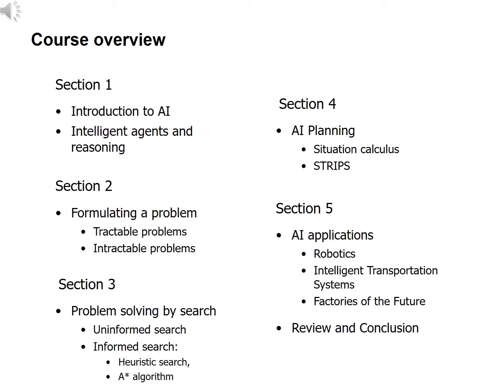In section 4, we are going to deal with artificial intelligence planning, and we are going to see the major concepts in artificial intelligence planning, covering basically situation calculus and the strips method. Section 5, we are going to deal with AI applications, and we are going to see basically the three major fields of artificial intelligence applications, and that is the robotics, intelligent transportation systems, and the factories of the future. We are going to review all the course and make the conclusions also in section 5.